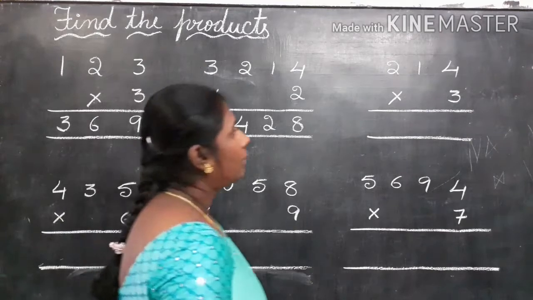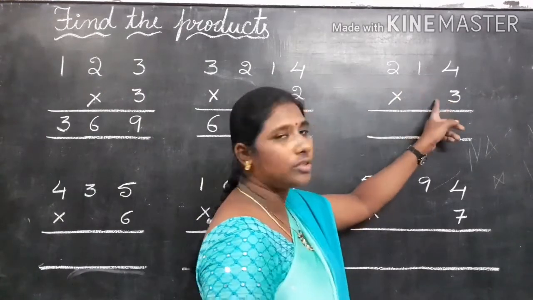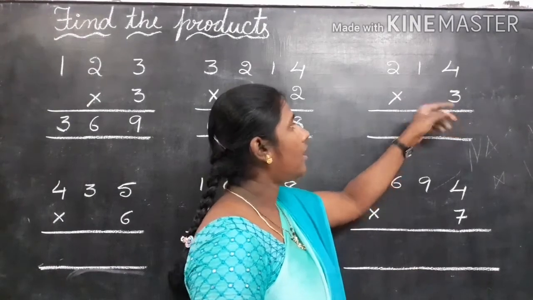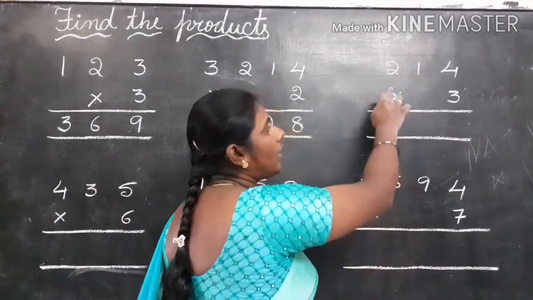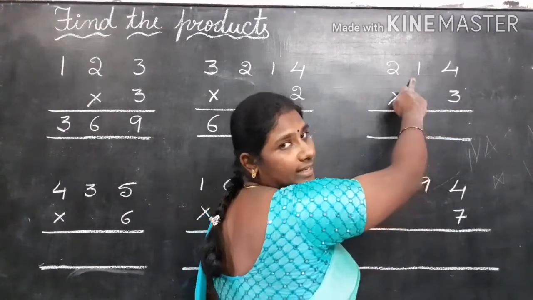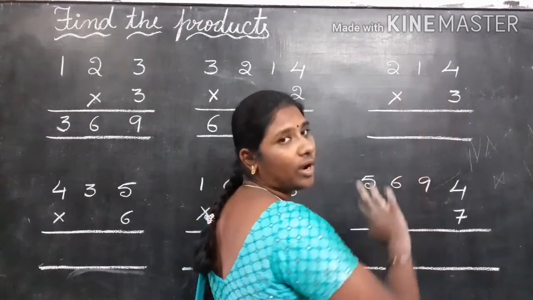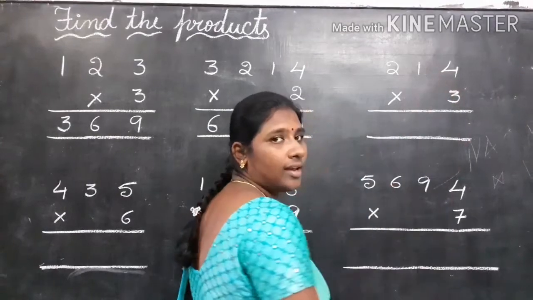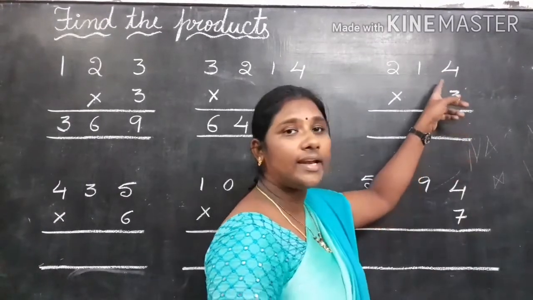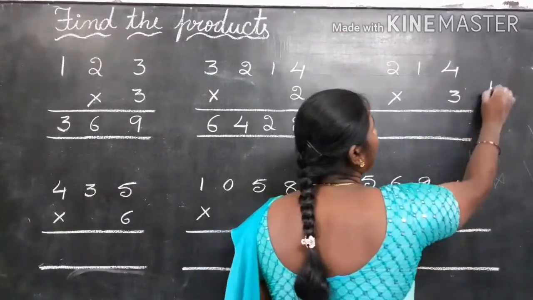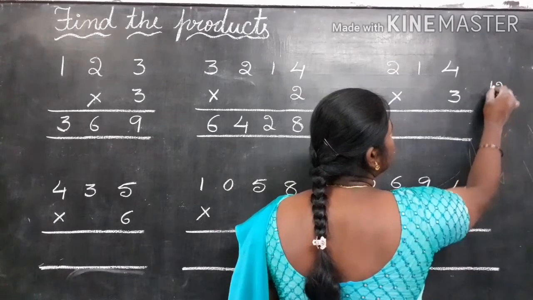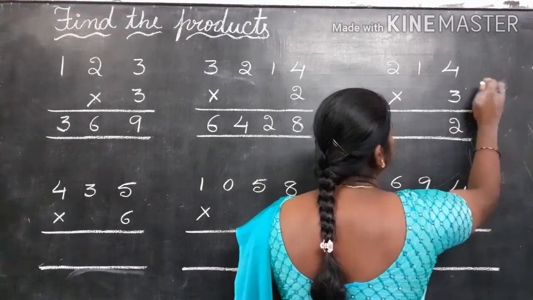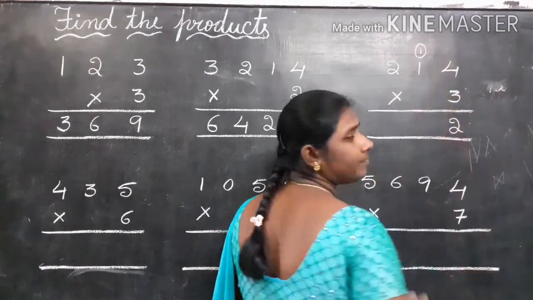Okay, next one. 214 into 3. It is a 3-digit number, and we are multiplying with a 1-digit number. Now multiply: 3 4s are 12. We get 2 digits. In that 12, the 2 we have to write here, and the 1 we have to write up above the 1.